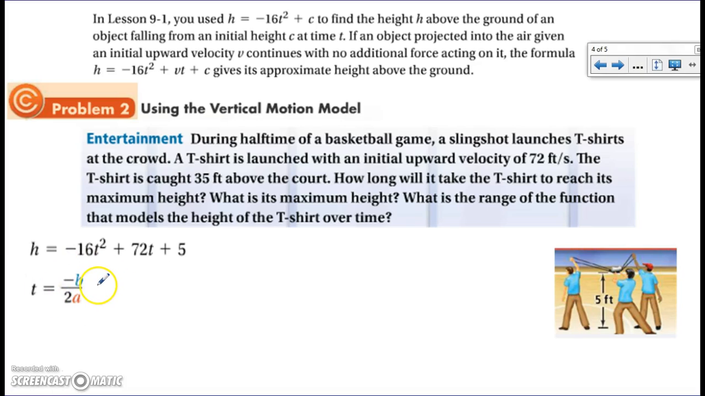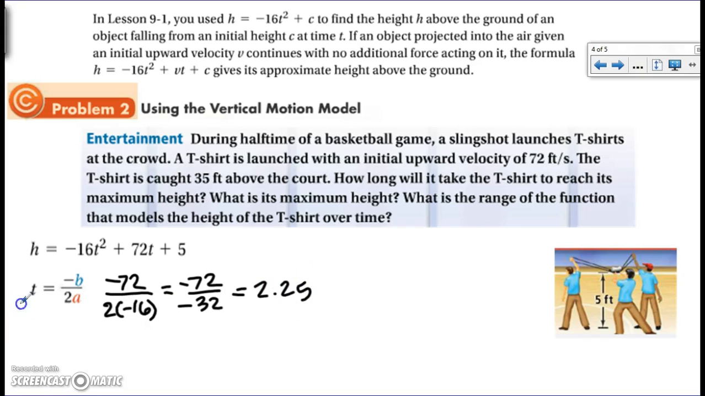So we're going to find our vertex first, so we need to use the equation of -b over 2a. So we're going to go -72 over 2 times -16. Again, that's -72 over -32. Plugging that into your calculator, you get 2.25 seconds. So our x-coordinate is going to be 2.25 seconds. And so that's how long it's going to take to get to its highest point.